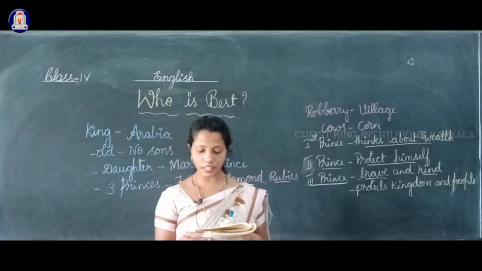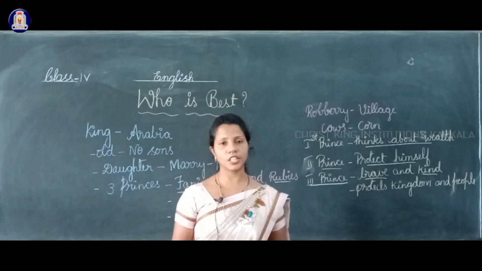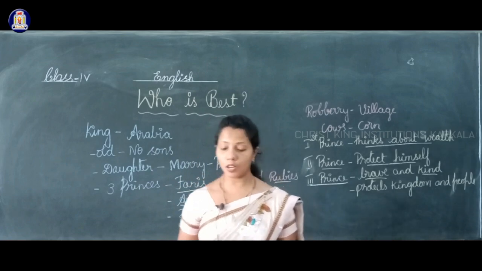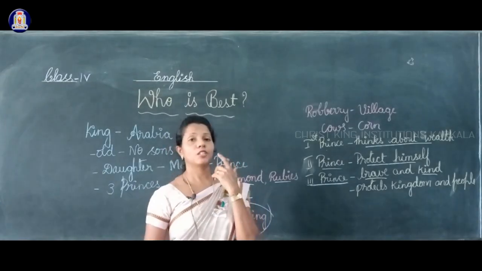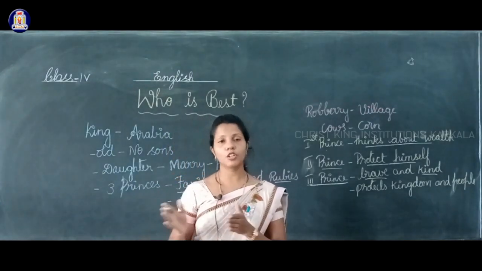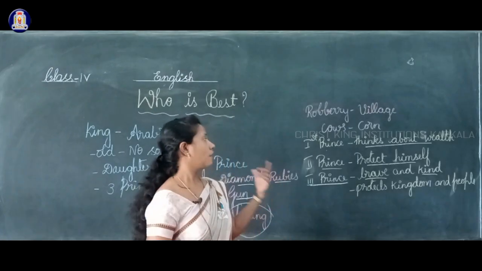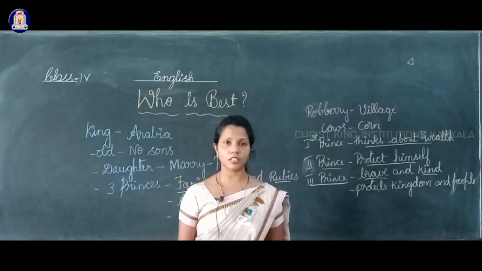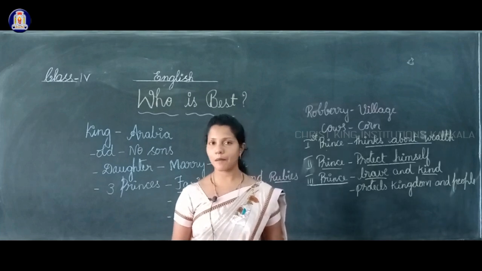All the people in the palace were very happy with the king's decision. Long live the king, long live Prince Zishan. They all cheered. So now people are very happy because the king had chosen the right person to rule the kingdom and its people and also marry his daughter. So this is all about the lesson, who is best.